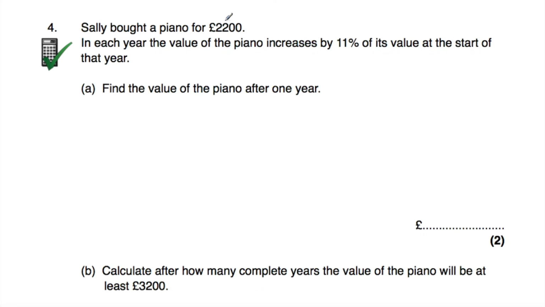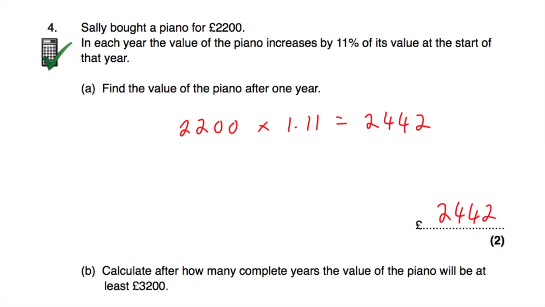So it's worth £2,200, and it's going to increase by 11%. So we can just multiply it by, well, if it increases by 11%, it's going to then be worth 111%, so it'll be 1.11. And if we just do 2,200 multiplied by 1.11, you could do to the power of 1 if you wanted to here, but it's just going to be the same calculation, and that'd be equal to £2,442. And that's it, £2,442. Okay, and then part B.